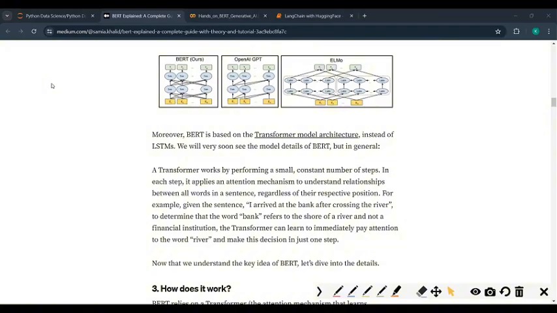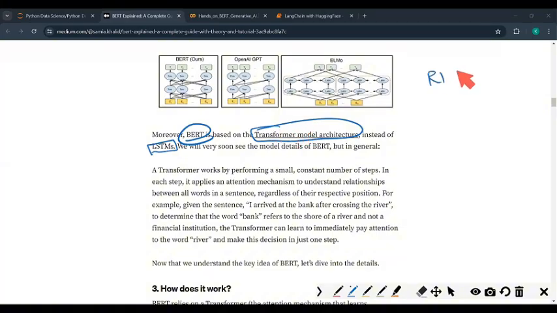Okay, now, so it is written here. Moreover, BERT is based on transformer model architecture. Transformer, whatever was there, attention mechanism was there and all of that. So instead of LSTMs, BERT is based on transformers, not LSTM. LSTM was the previous best thing before transformer came, right?